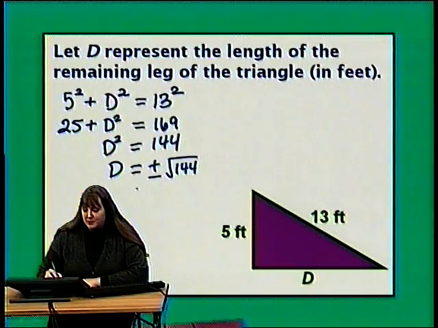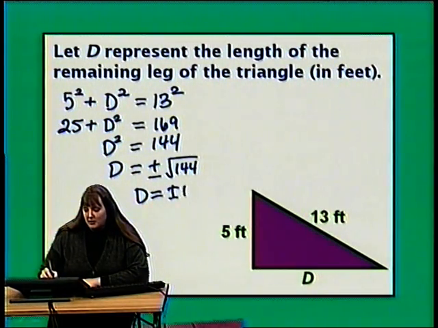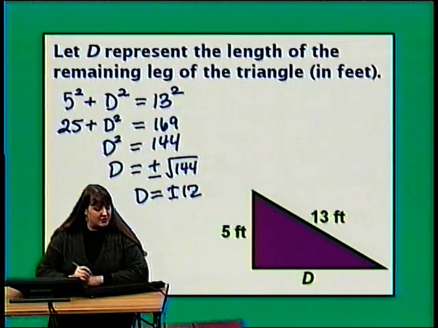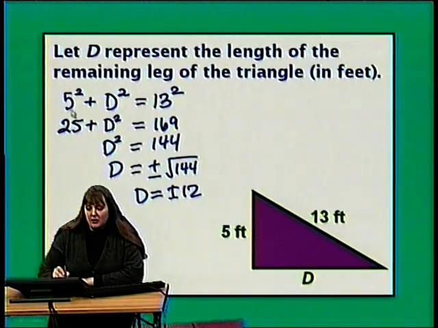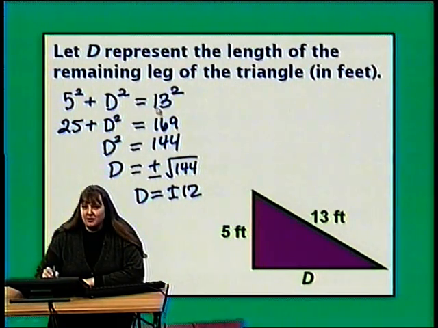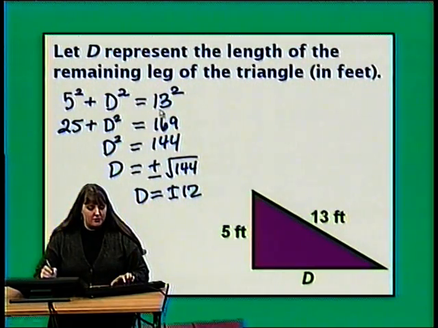So D must be plus or minus 12. Again, we let D represent a length here, so -12 doesn't make any sense in this case. So we need to choose D equals +12. And we need to make sure that this does actually fit. So as a quick check, 5 squared is 25. If D is 12, 12 squared is 144. 25 plus 144 is 169, and 13 squared is 169. So this checks. So let's go ahead and write our conclusion.